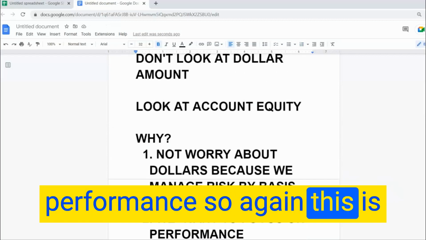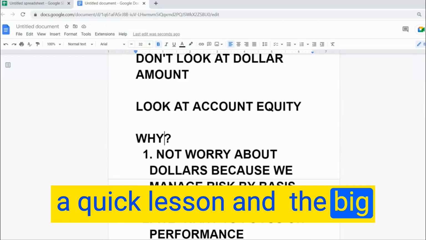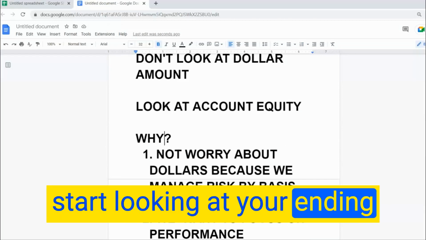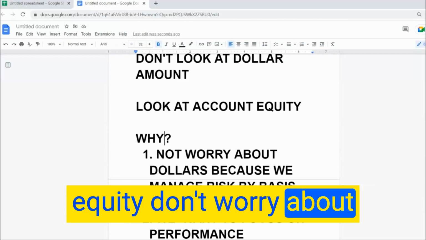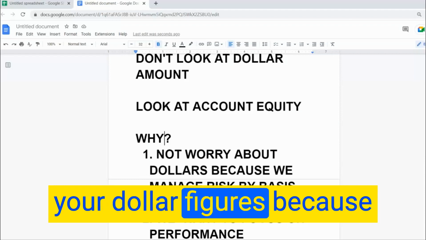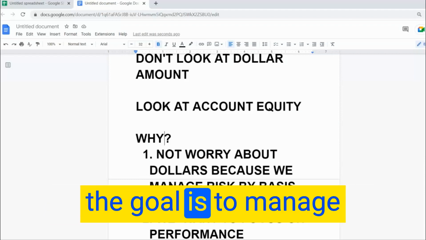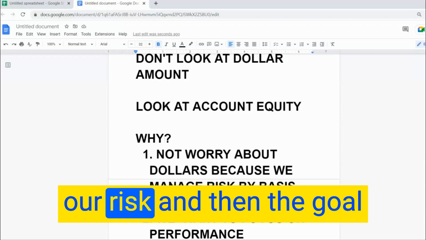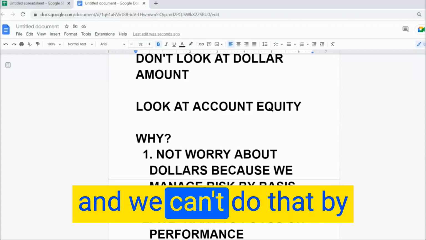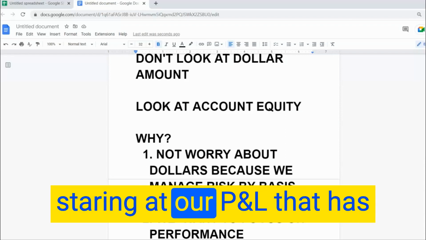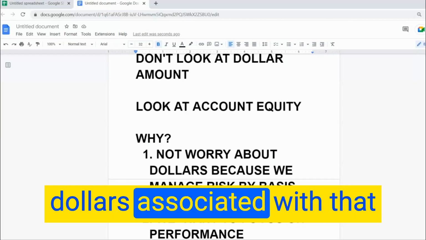So again, this is a quick lesson, and the big takeaway here is to start looking at your ending equity. Don't worry about your dollar figures, because the goal is to manage our risk, and then the goal is to grow our account, and we can't do that by staring at our P&L that has dollars associated with it.